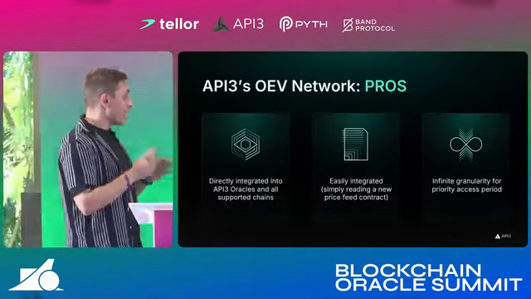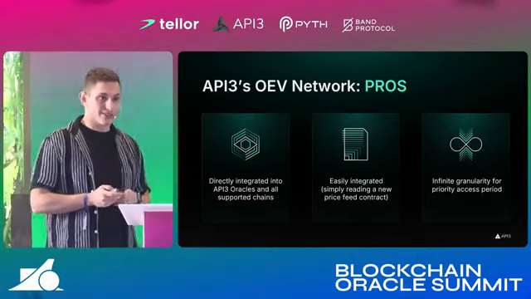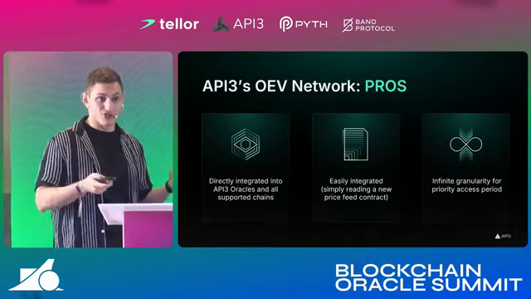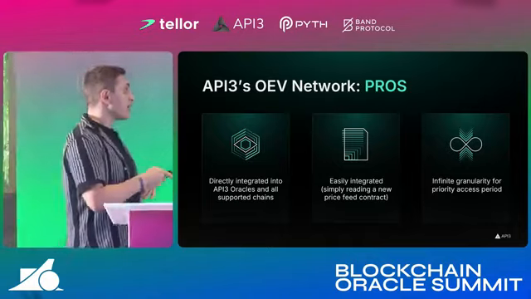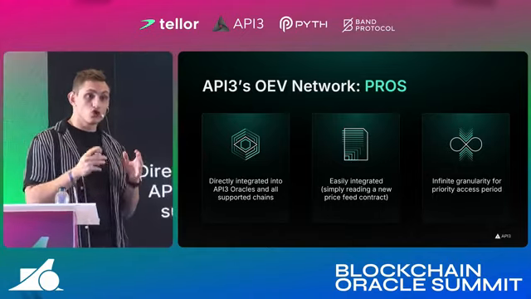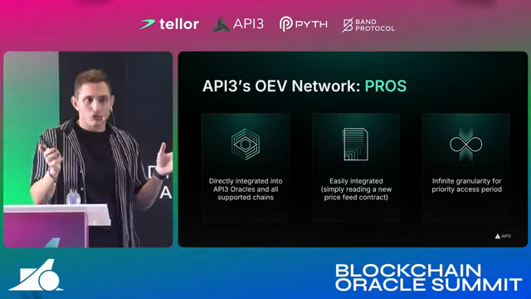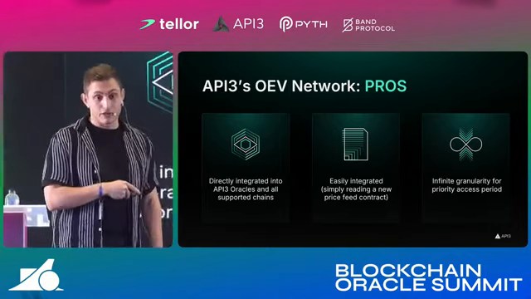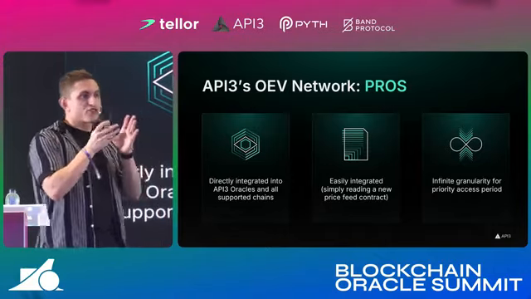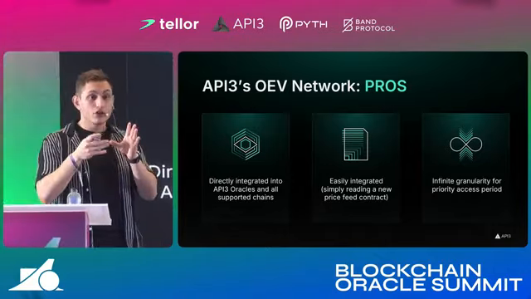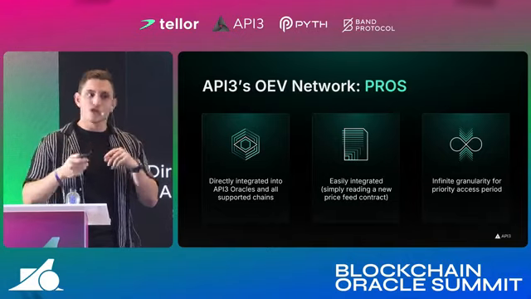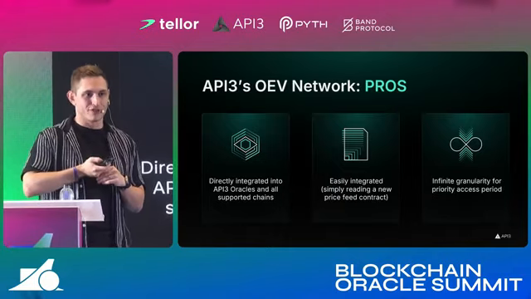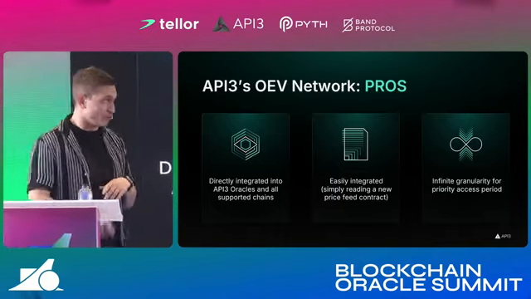Pros of this. Our OEV network is directly integrated into our oracles. Basically, what that means is that it's available on every chain that we provide data to, which is a great plus, currently 40 plus chains. It's also easily integrated, similar to UMA's Oval. You just need to read a new price feed. You don't need to do more as a project. And infinite granularity for the time period that you access. You're not buying just this one opportunity. You actually get access to a pull oracle for 1 minute. So you can, if you really want to, update every single second on Arbitrum if that's beneficial for you, which no other solution effectively allows you to do.